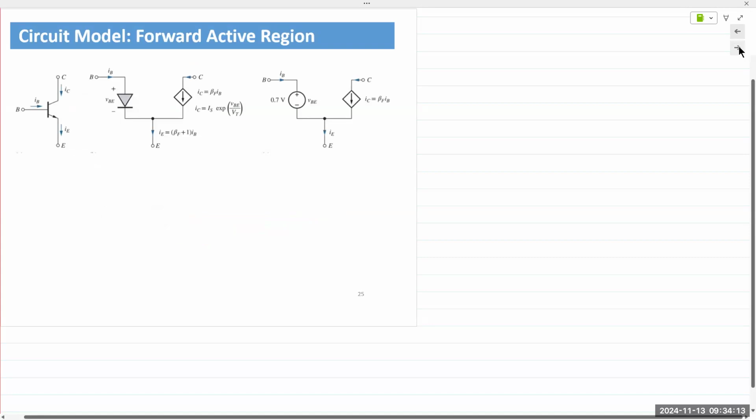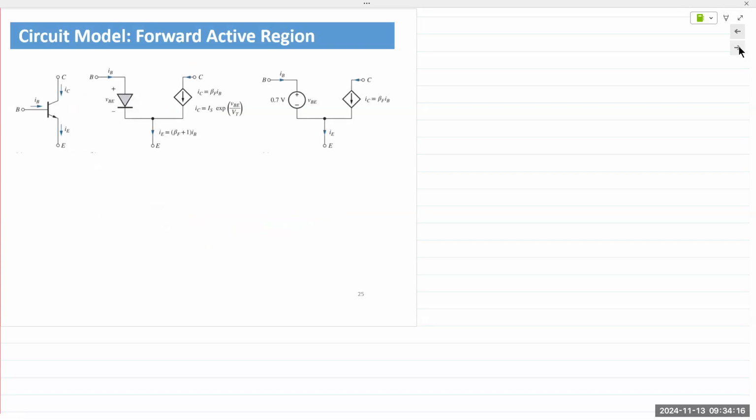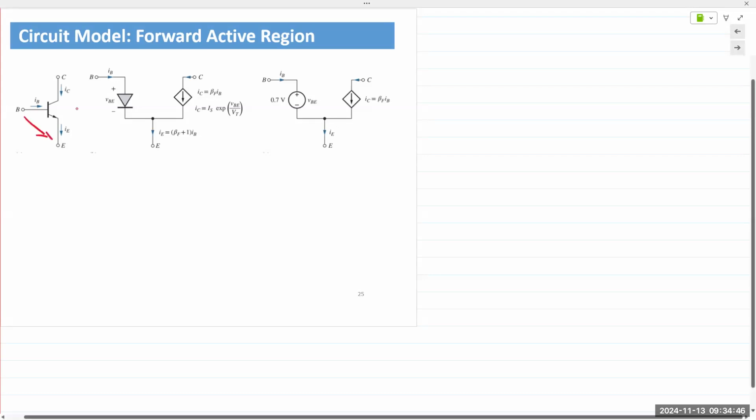Okay, one of the models that we're going to look at is the forward active region circuit model. In the active region, the book and the notes will say forward active to distinguish it from reverse active, but reverse active is not under consideration for the most part. So if you hear just active region, more likely than not it is referring to the forward active region.